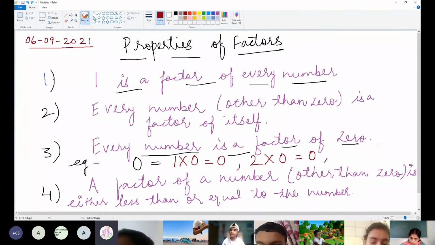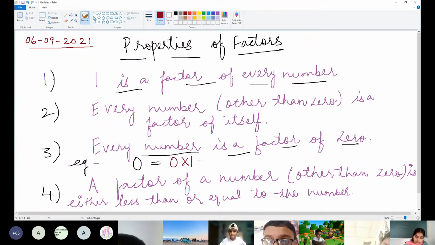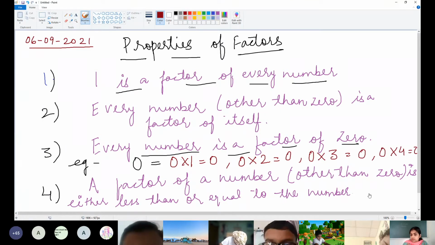And which chapter is it? 7th chapter. Who is asking which chapter is this? Ma'am, Ankita Ghosh. Beta, have you attended the previous class? No, ma'am. Don't take anyone's name.